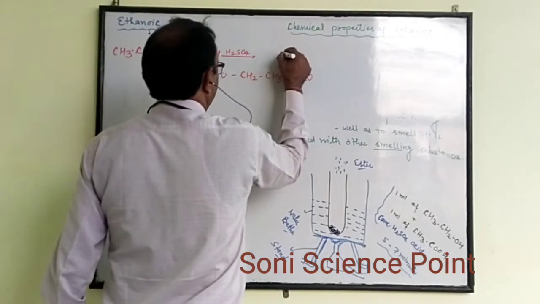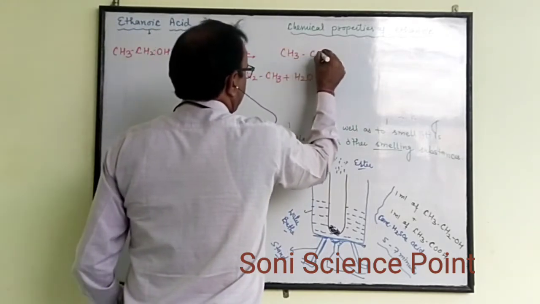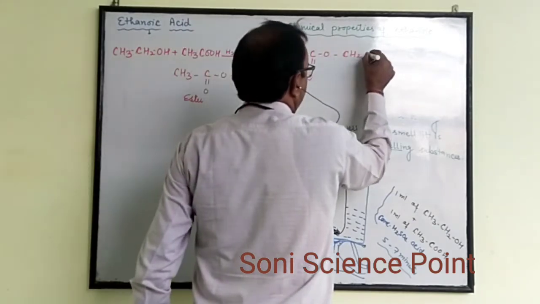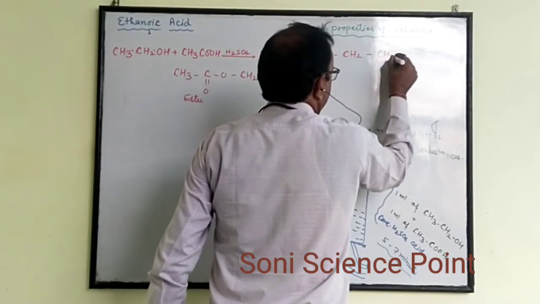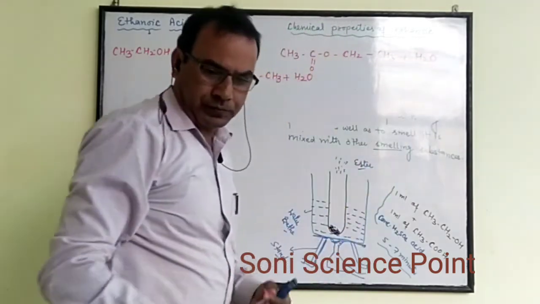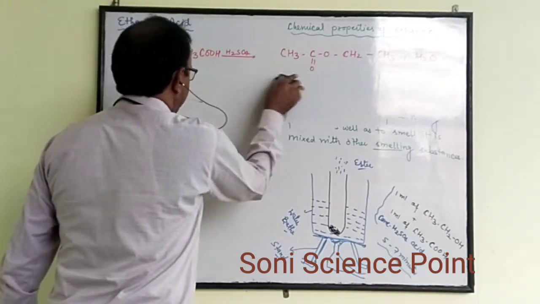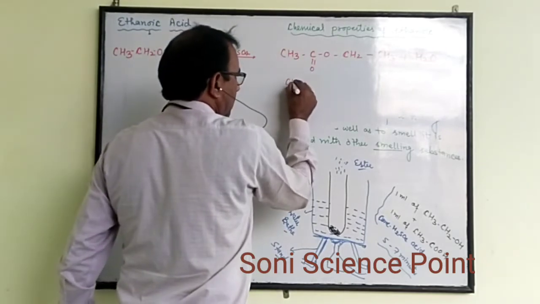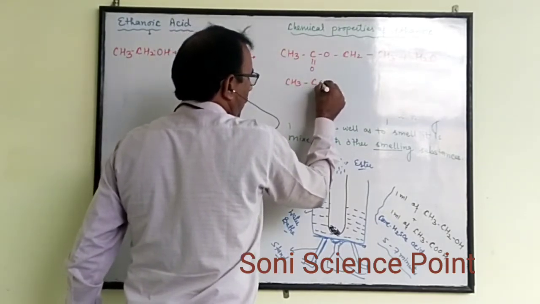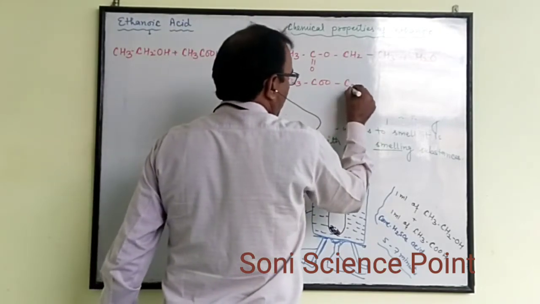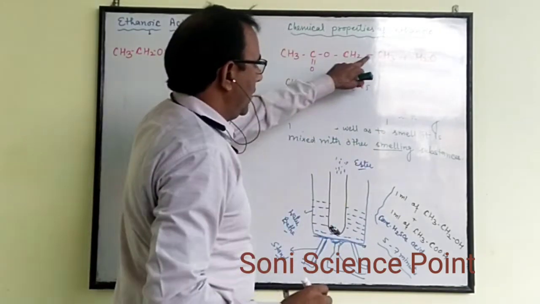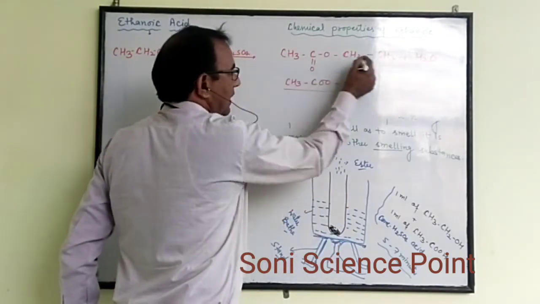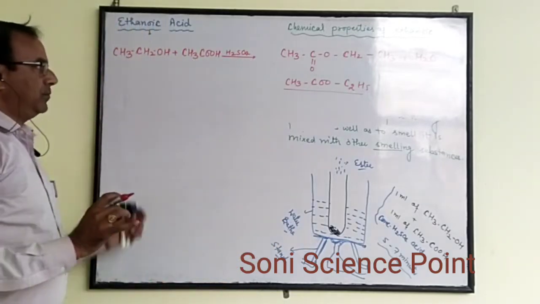We can write this also: CH3COOCH2CH3 plus H2O. We can write one more type of formula: CH3COOC2H5, with 2 carbons and 5 hydrogens in the ethyl group. This is the chemical formula of ester. This one is also the chemical formula of ester.